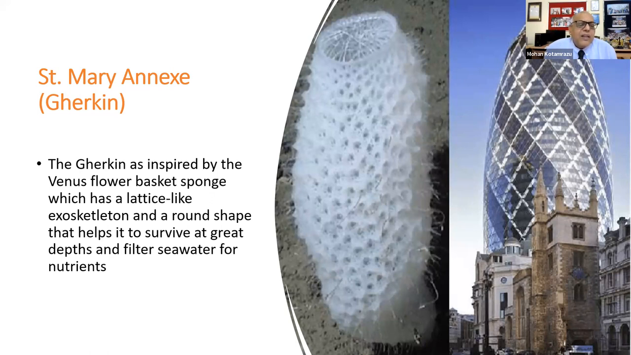This is a round shape, and it survives at a great depth. This particular creature occurs at the bottom of the ocean, and also the surface of the sea. The sponge breathes. It can filter out seawater and get nutrients. So that was the analogy he used. There could be ventilation, it would act like a sponge, and it had an opening on the top. You can see it is similar to this sponge. And another very important component of this St Mary Axe is that he used the latest structural system.